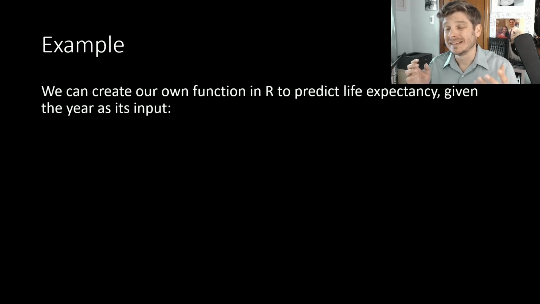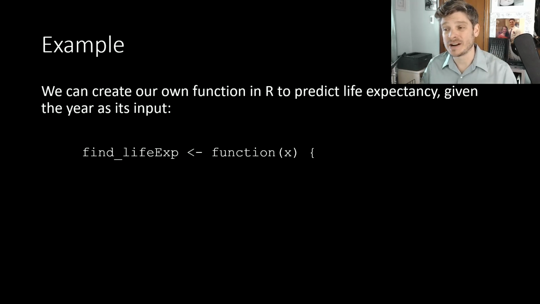Okay, that's really nice. How do I create an actual function in R to do this so I can check a bunch of different data points? Okay, so first we need to create a function. I'm going to call my function find life expectancy, which means I'm going to store that. I'm going to use my function.